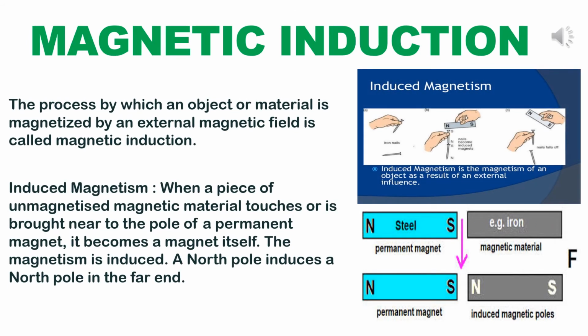Now we are going to start magnetic induction. If a magnet be brought near or in contact with a magnetic substance, the latter is found to have been magnetized temporarily. This phenomenon is known as magnetic induction. Here, the magnetic substance is said to be magnetized due to induction.